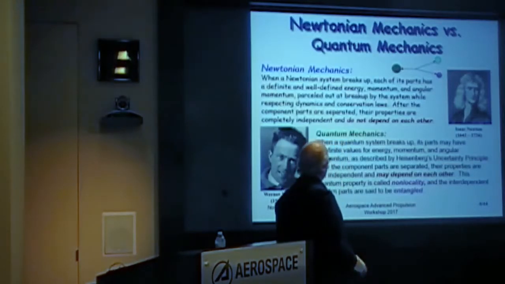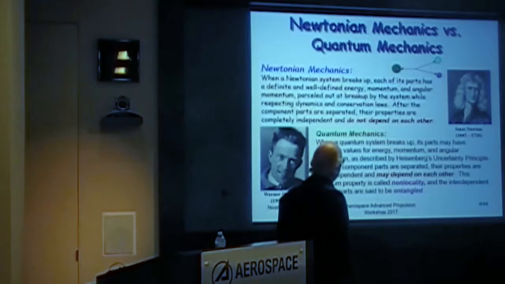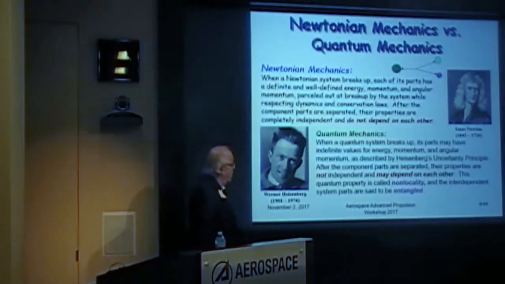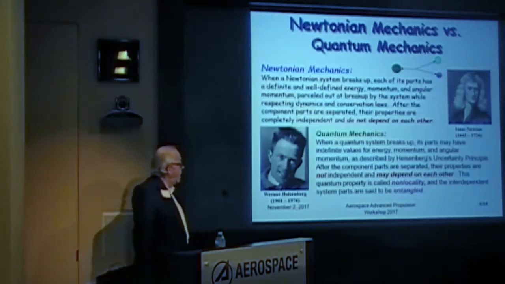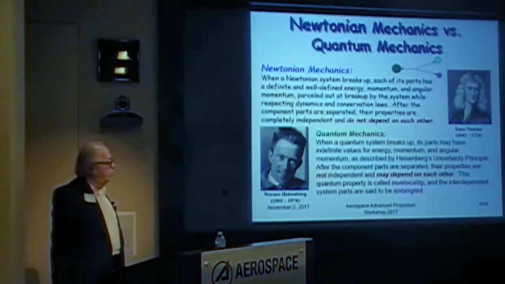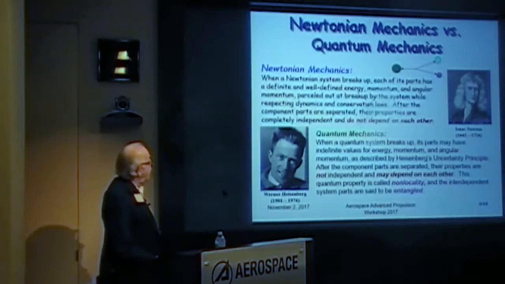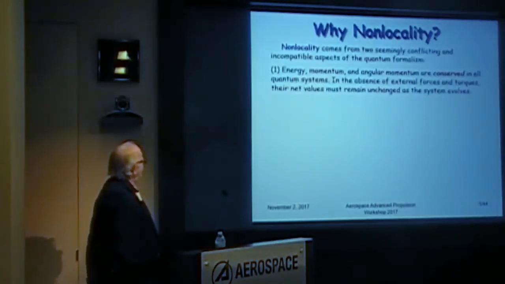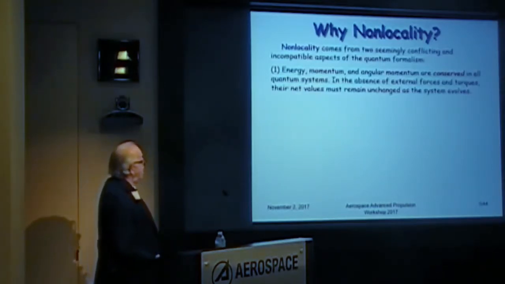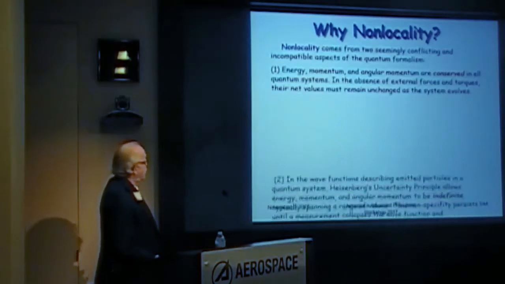When a quantum mechanical system breaks up, its parts may have indefinite values of energy, momentum, and angular momentum, as described by the uncertainty principle. And after the components are separated, they are not independent, and they may continue to depend on each other even as the parts of the system separate. And so this is the problem. Non-locality comes from these two seemingly conflicting, incompatible aspects. Energy, momentum, and angular momentum are conserved quantities in a quantum system, and in the absence of external forces and torques, their net values must remain unchanged as the system evolves.